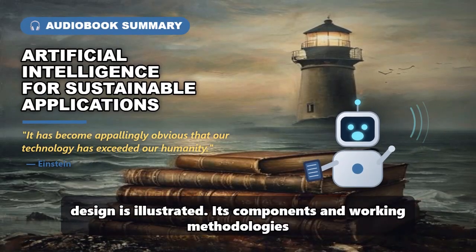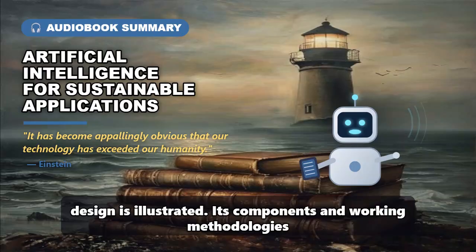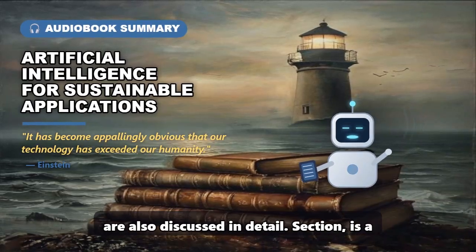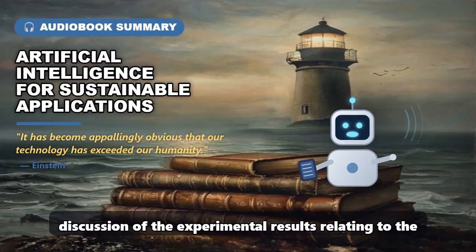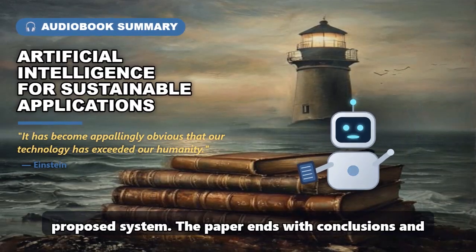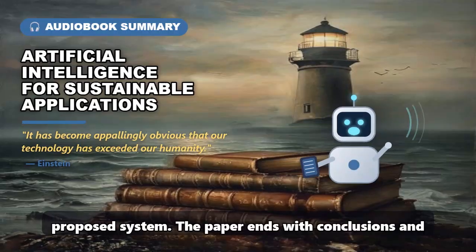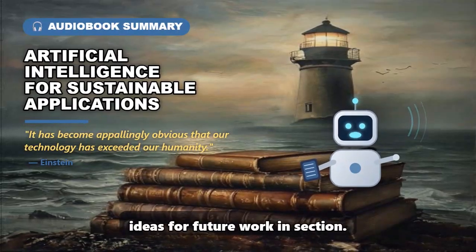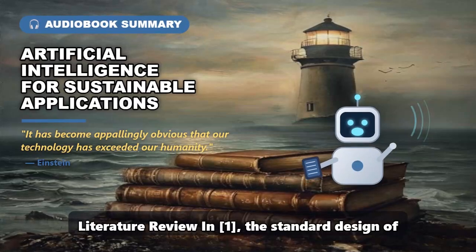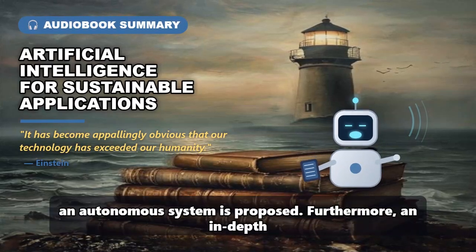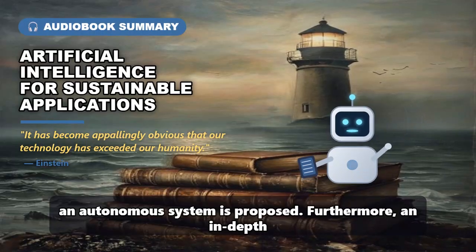Its components and working methodologies are also discussed in detail. Section is a discussion of the experimental results relating to the proposed system. The paper ends with conclusions and ideas for future work in section. Literature review in 1. The standard design of an autonomous system is proposed.